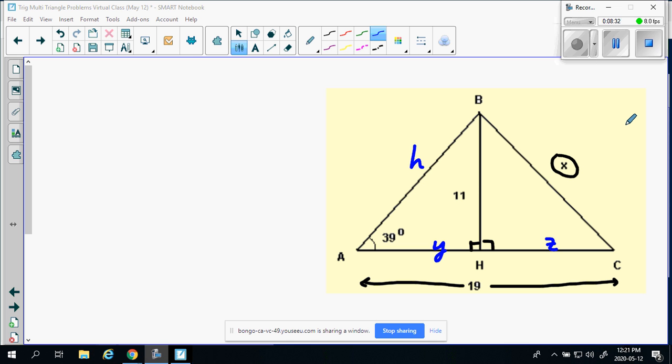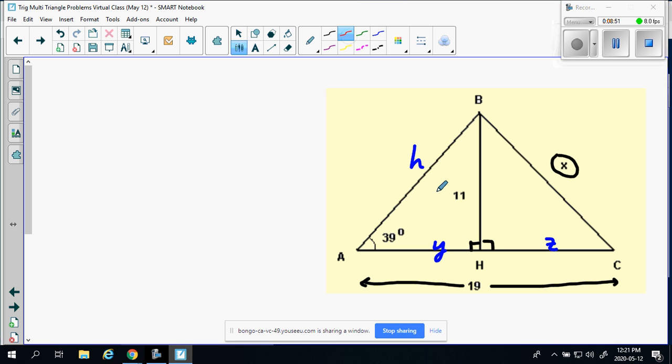The plan is we are going to find Y first. Because once we know Y, we can subtract it from 19. And then we know Z. And once we know Z, we can find X. So what about H? Well, we don't really care about H because it's not going to help us. So we're not going to find that one. We're going to find Y first.